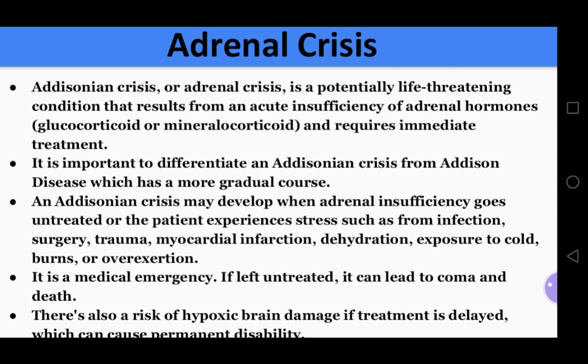An Addisonian crisis may develop when adrenal insufficiency goes untreated or the patient experiences stress such as from infection, surgery, trauma, myocardial infarction, dehydration, exposure to cold, burns, or overexertion. All these triggers may precipitate an adrenal crisis in a patient with Addison's disease. Adrenal crisis is a medical emergency. If left untreated, it can lead to coma and death. There is also a risk of hypoxic brain damage if treatment is delayed, which can cause permanent disability.